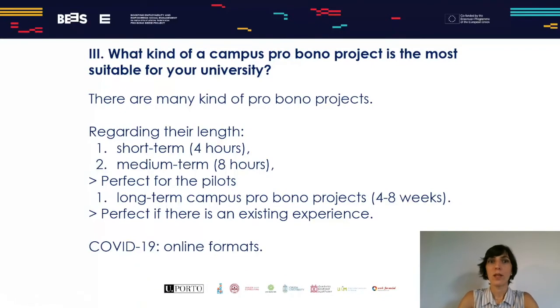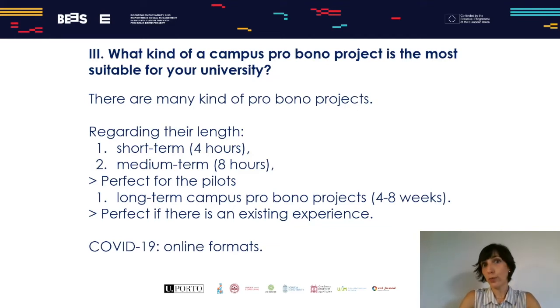So the next question is, what kind of a campus pro bono project is the most suitable for your university? In the framework of the PC pro bono project, we recommend you to implement 3 kinds of campus pro bono projects. These projects have been implemented in 5 universities from 5 different countries in Europe and have proved to be suitable for the university framework. We have differentiated them regarding their length: short, medium, and long-term campus pro bono project.